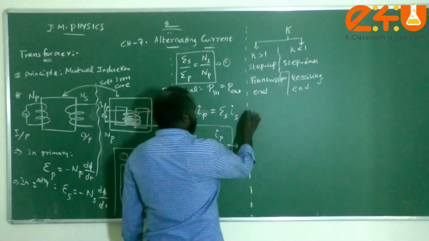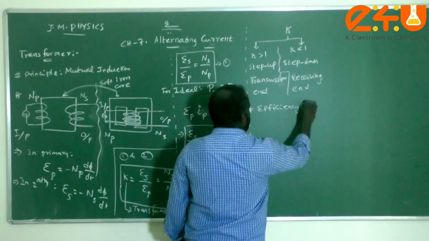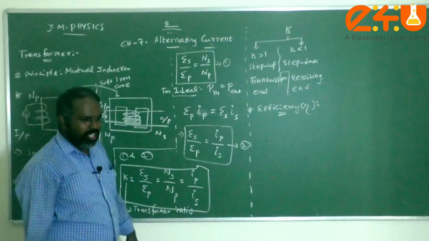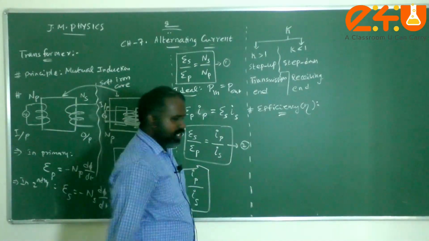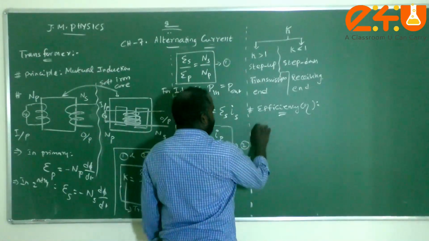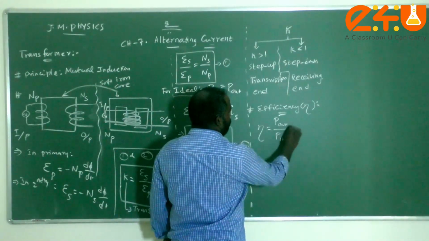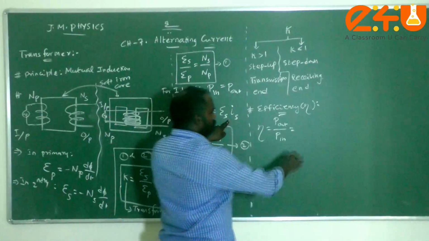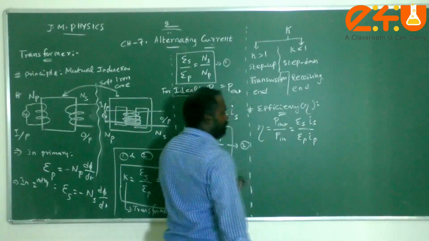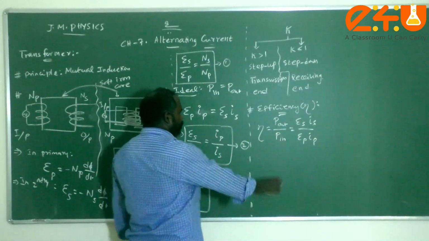Okay. Another one is the efficiency of the transformer. In the ideal case we write like this, but in reality there will be energy loss. Because of that, output power will not always be equal to input power. Therefore, the efficiency eta is the ratio of output power to input power, that is ES IS divided by EP IP. In case of percentage, you just multiply by 100%. So, this is the information.